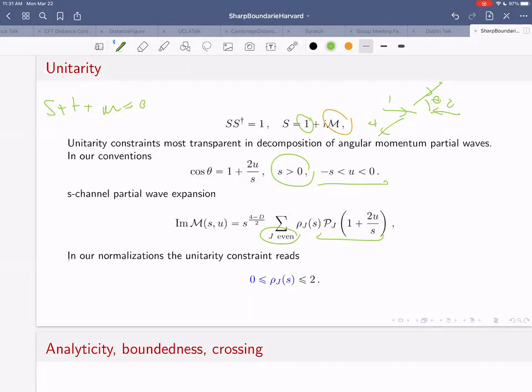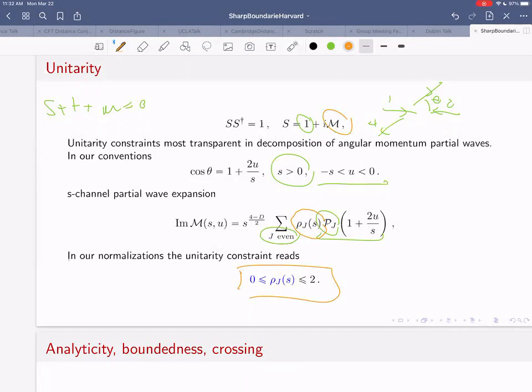And then just from kinematics, you're going to have a suitable polynomial of cosine of theta. This is in 4 dimensions Legendre polynomials, in general dimension should be Gegenbauer polynomials. And then the entire dynamical content is captured by some density, rho_j(s). That's all we're going to say about it: unitarity constrains it. In our normalizations, unitarity forces this density to be bounded between 0 and 2.